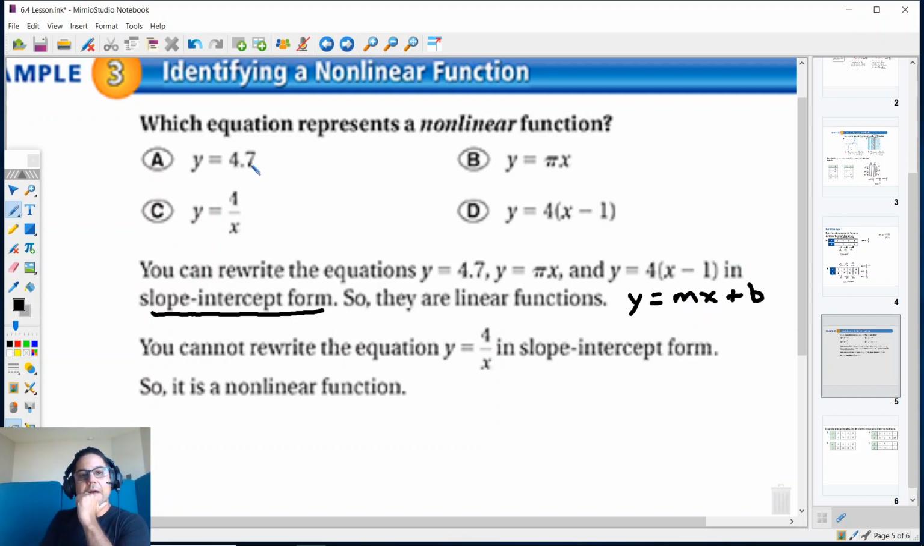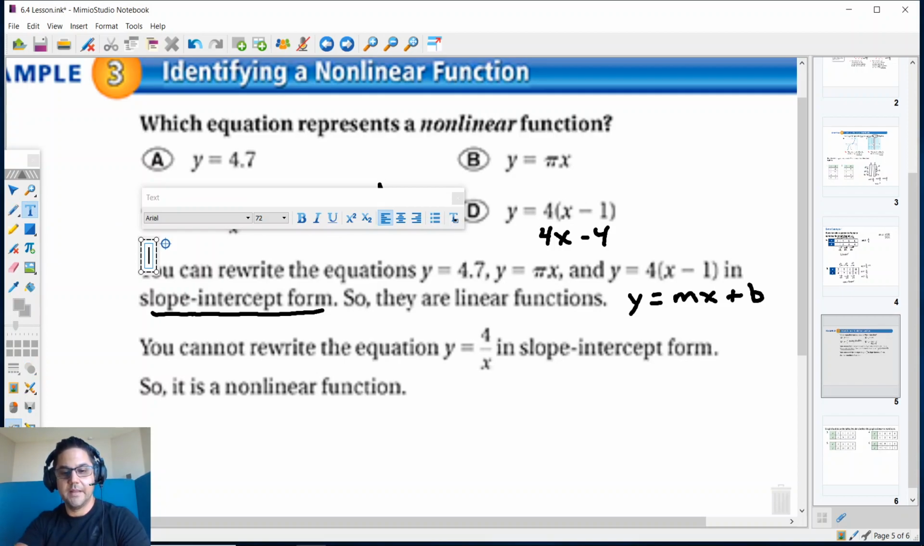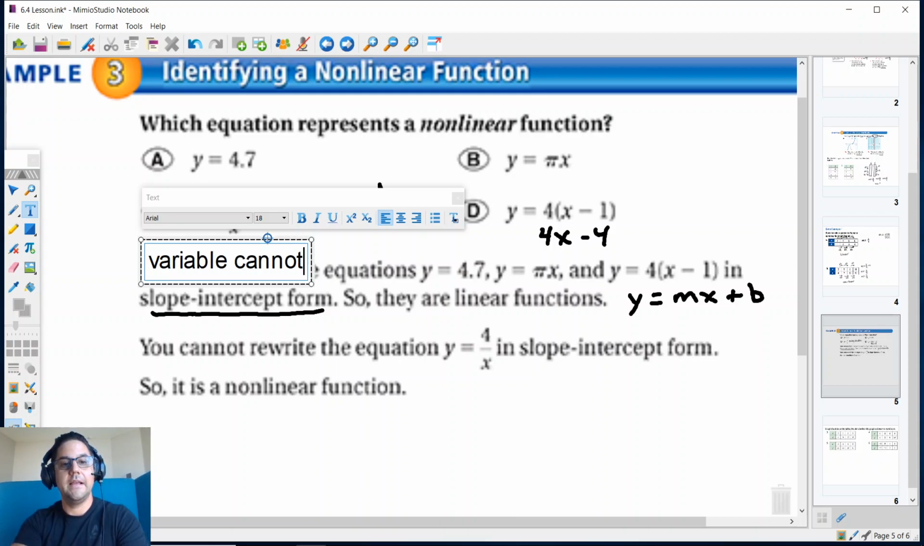So in other words, that one looks good. That one looks good. This one I could use my distributive property, which would give me 4x subtract 4, so that one looks good. This one right here, no, and I call this a funky fraction. We cannot have a funky fraction for linear. So in other words, this one would be the nonlinear, meaning you can't have your variable at the denominator. Maybe put a little comment there. Variable cannot be at the denominator. Let me type it out for you. Variable cannot be at the denominator.